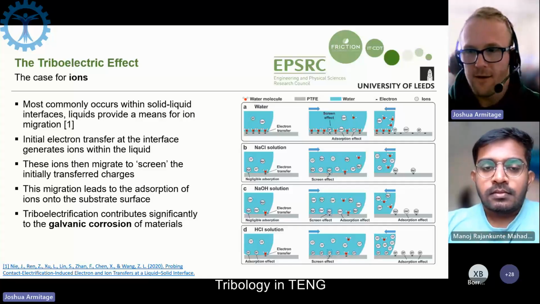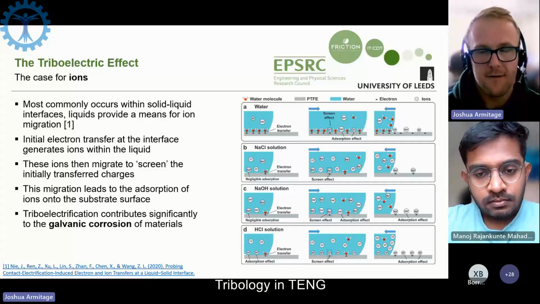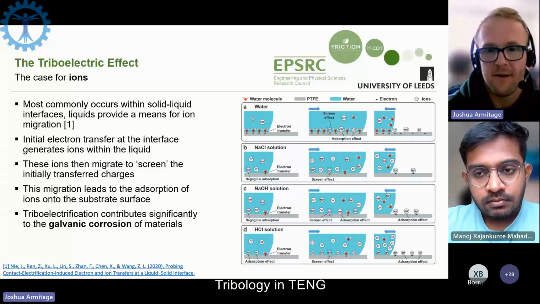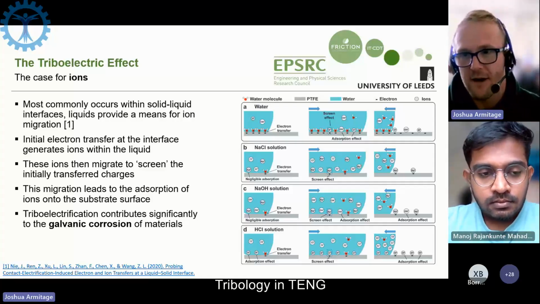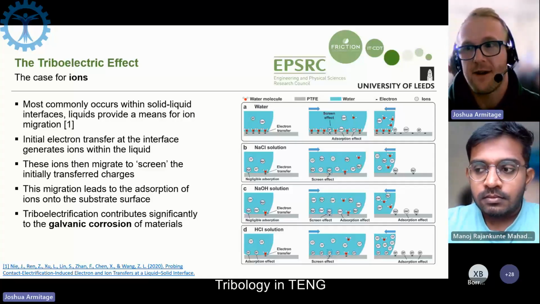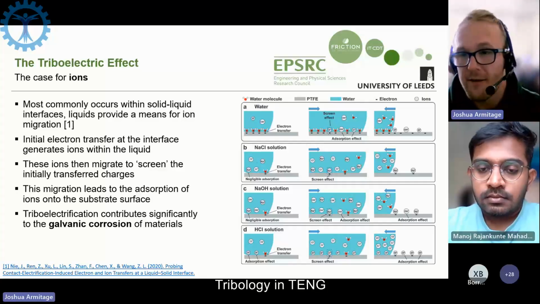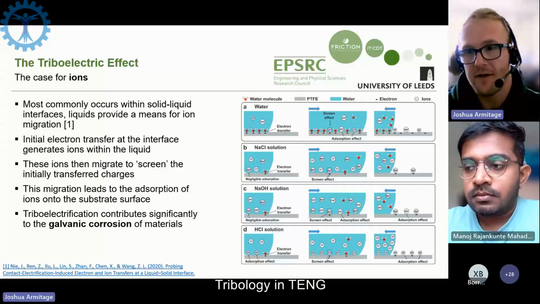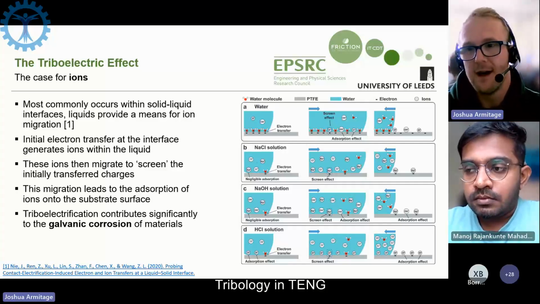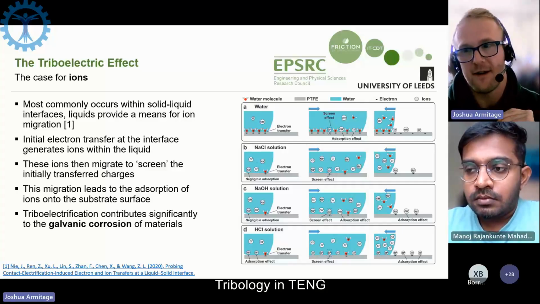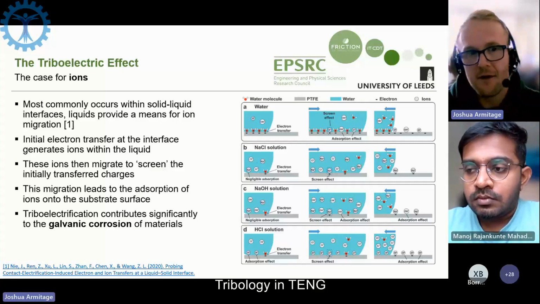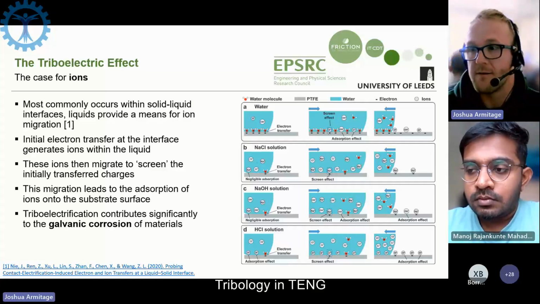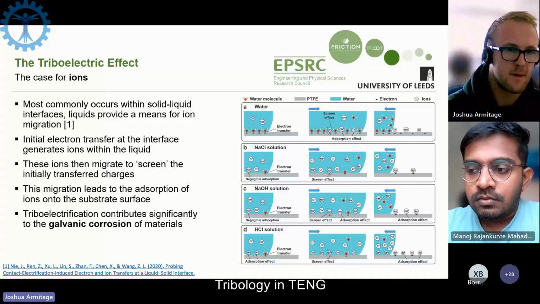So hopefully the figure that we have on the right hand side is giving a better visual representation of how that happens, where we have an electronic charge transfer happening and generating ions in the liquid, and therefore those ions are then moving to screen this electric field that's being generated. And once again, this is mostly how galvanic corrosion works when you involve a liquid.